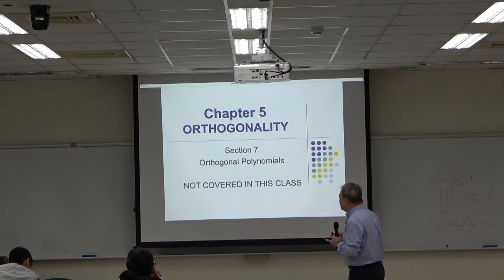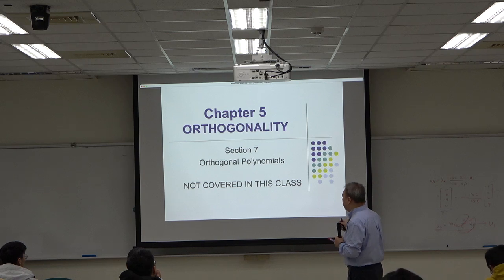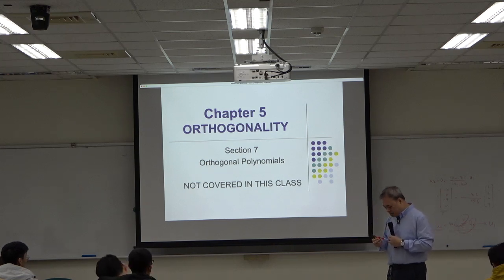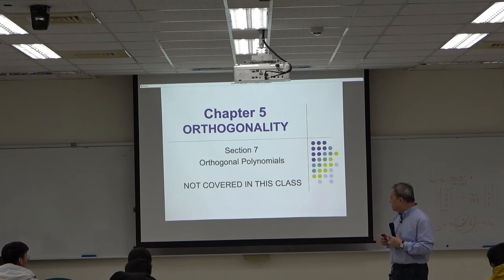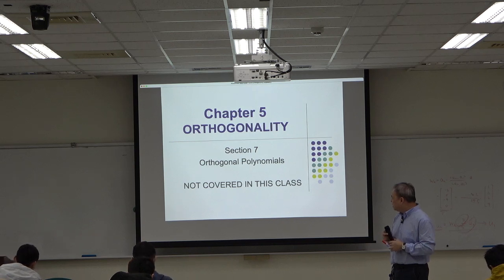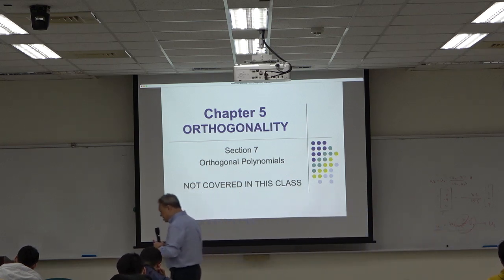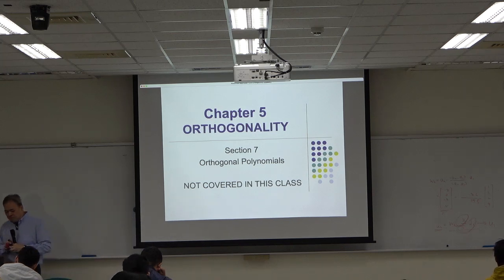So that's it for this chapter. We are not going to cover section 7, orthogonal polynomials. We'll skip that section, and we will talk about matrices used in the polynomials in the next chapter, hopefully, but probably not today.